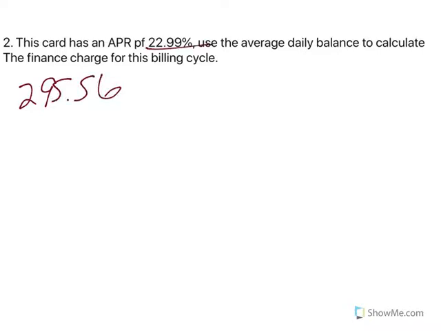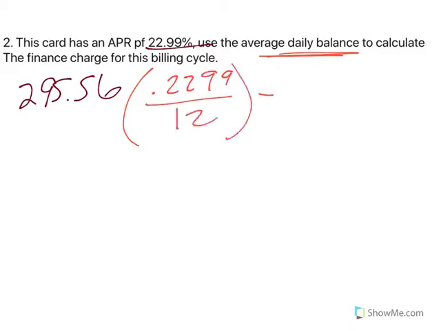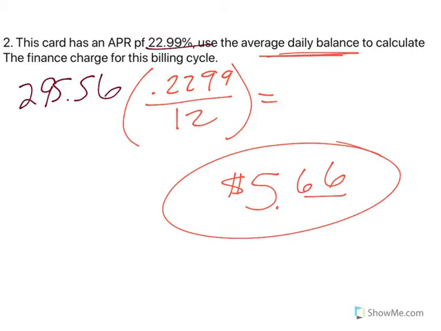So the card has an APR of 22.99%. We're going to use the average daily balance to calculate the finance charge. So we just take the balance multiplied by the APR divided by 12. And so we would have a finance charge of $566. And that's how we can use the average daily balance to calculate a finance charge.